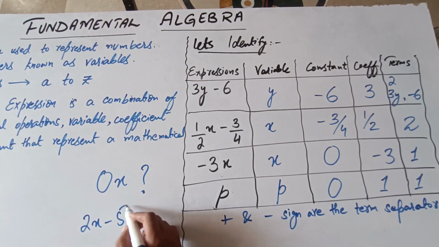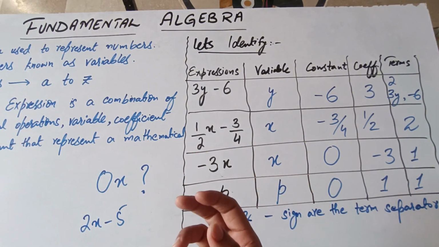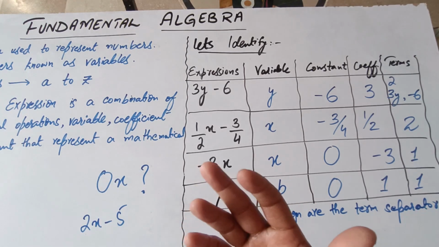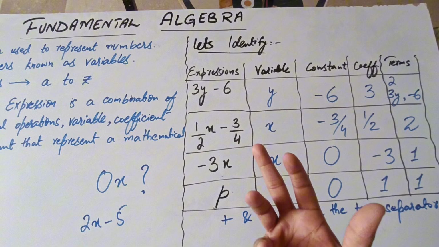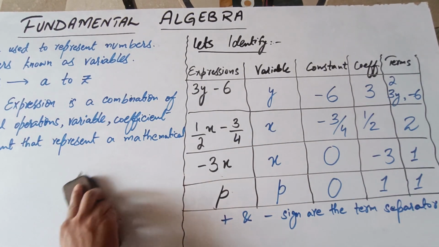So 2x - 5 is either a linear or fractional expression. We will discuss linear and non-linear expressions as well. These expressions are written without an equals to sign. So this is all about expressions, and this is the explanation of the basics of algebra. Algebra is used to represent unknown numbers, for which letters are used as variables. Variables can be any English alphabet from A till Z. So this is all for the introduction.